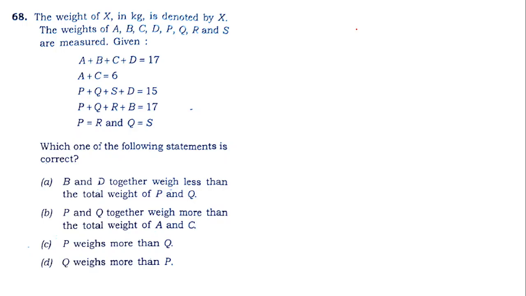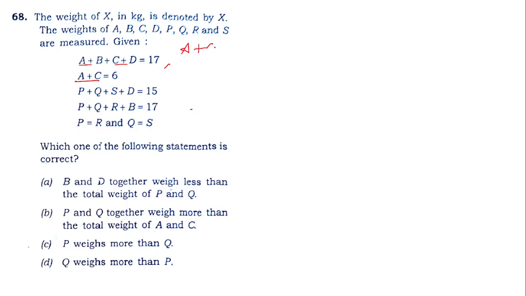The weight of X in kg is denoted by X. The weights of A, B, C, D, P, Q, R, S are given by the following. Okay, so they have given some values here. It looks quite easy. A plus C is already there. So when I substitute this, it becomes what? I'll just explain it for your reference.